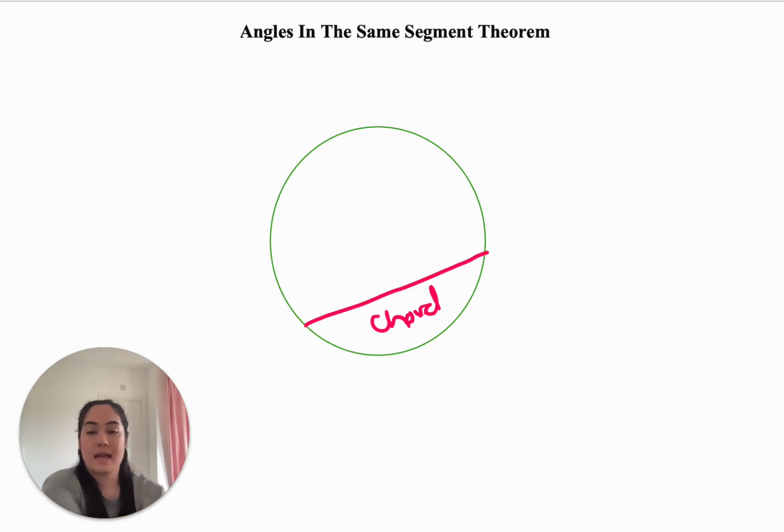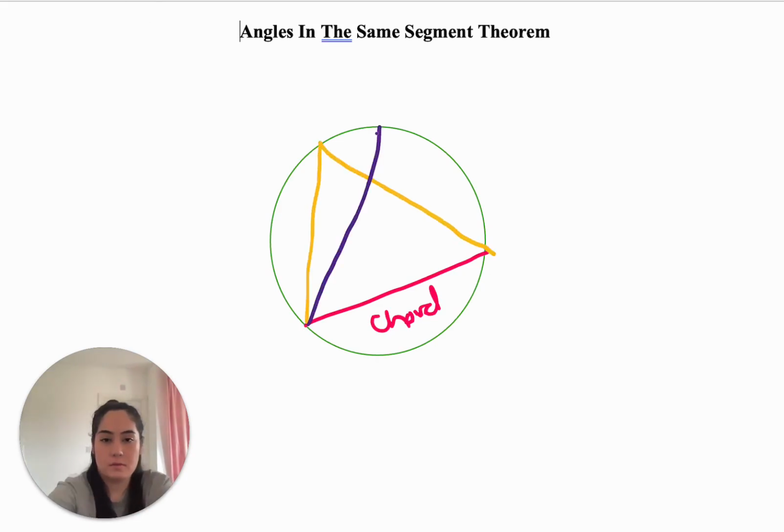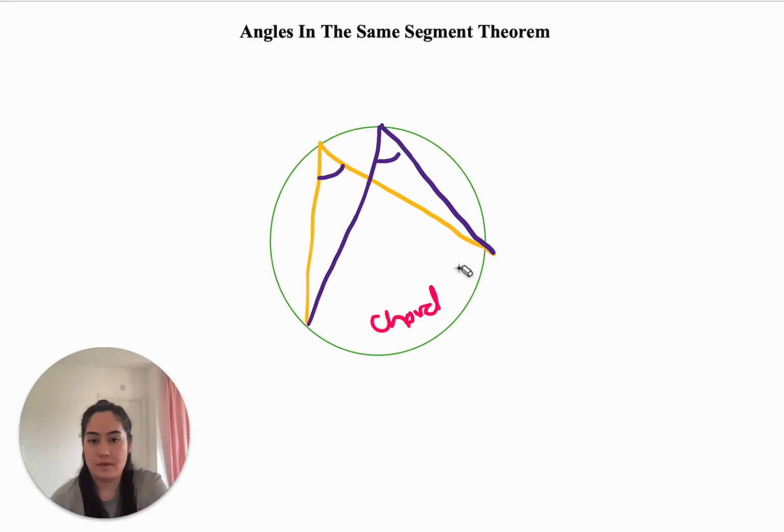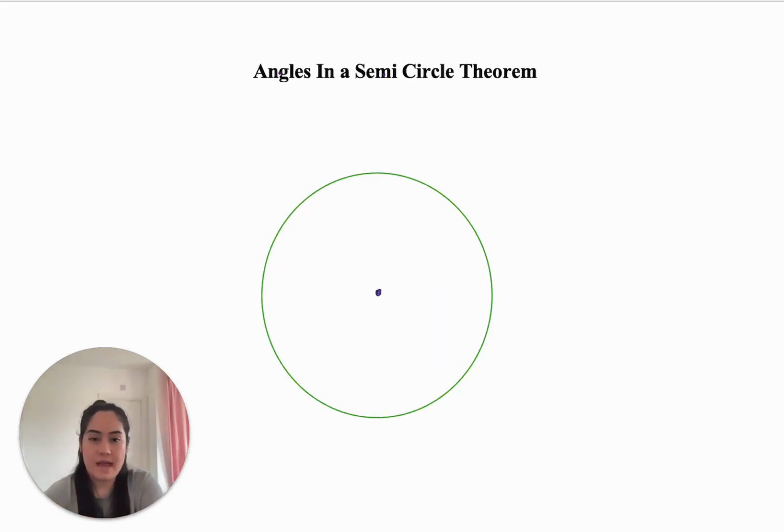If we were to create an angle in the same segment, the angles will be the same as each other. So if we were to create an angle and then a second one, this angle and this angle will be the same as each other. Now, very likely that in an exam question, you won't get this chord, so you'll get something like this. Again, these two angles will be the same, so will these two angles, as long as they're all in the same segment.